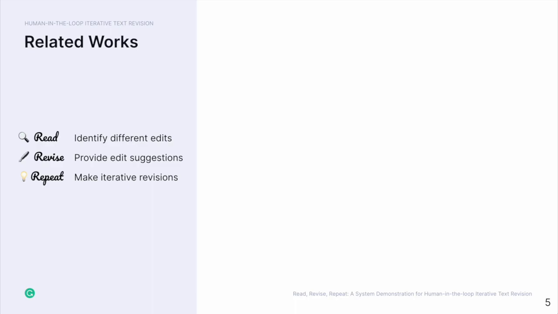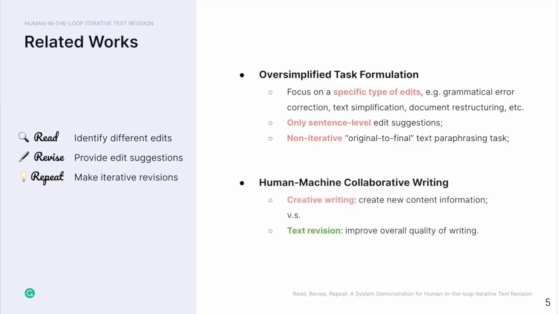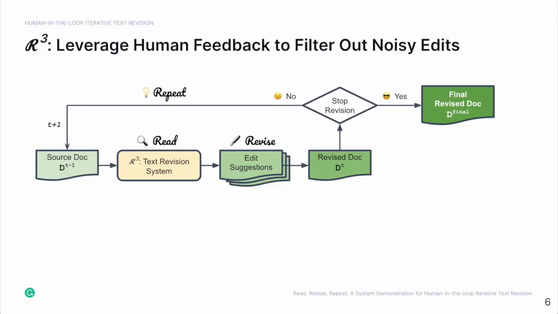Iterative text revision consists of three key components: read, that identifies different types of edits; revise, that provides edit suggestions at different granularities; and repeat, that makes revision in an iterative way. However, previous studies on human-machine collaborative writing either oversimplify this task or focus on creative writing, which is more centered on generating new content information than improving the text quality.